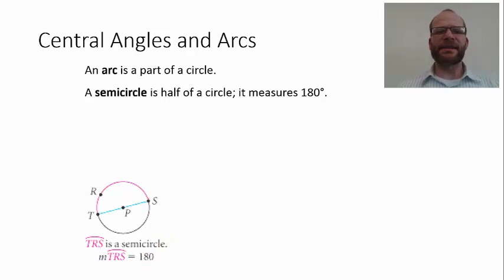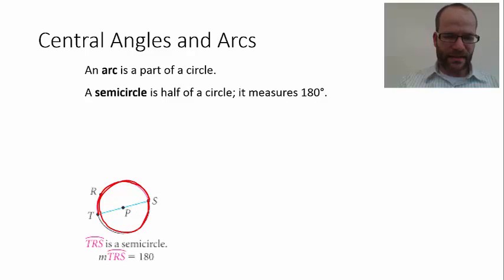A semicircle is half of a circle. It is a type of arc. It is an arc of specific measure. And you can see here that a semicircle measures 180 degrees. So this is a semicircle from T to S. And this is a semicircle from T to S.